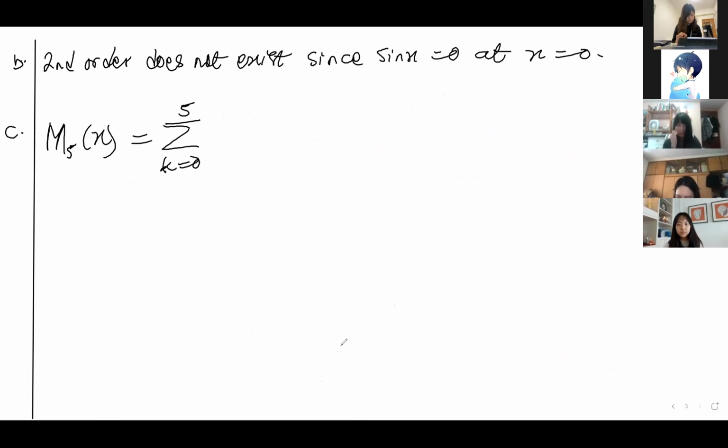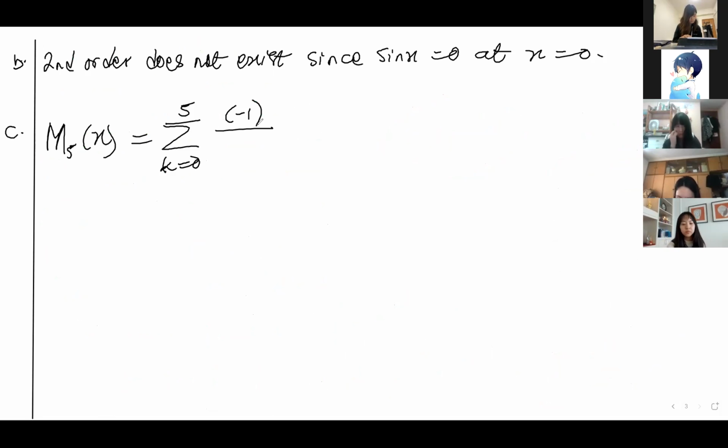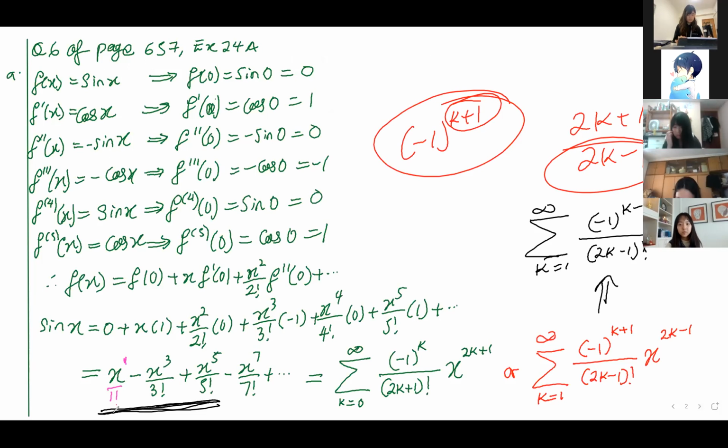So let's write that. Minus 1 raised to power, oh, it's in the book. So I just take it from here. Minus 1 raised to power k. You have 2k plus 1 factorial. Then you have x raised to power 2k plus 1. So k from 0 to 5. If you write it, you expand this using your knowledge of sigma notation, or you can just copy these 3 because 2 are missing.